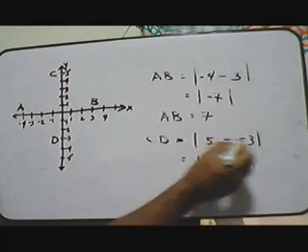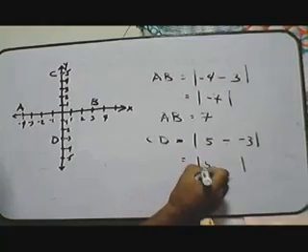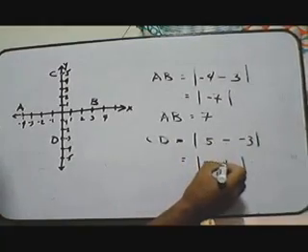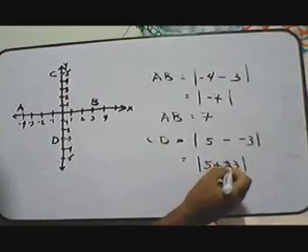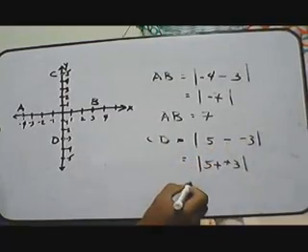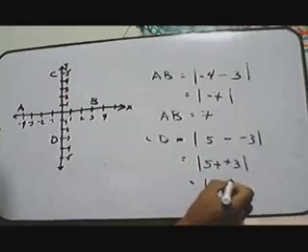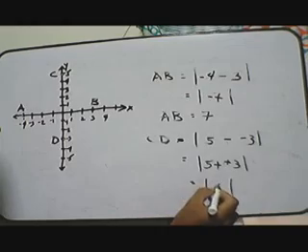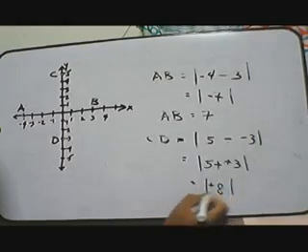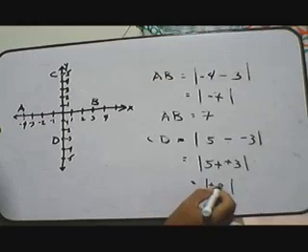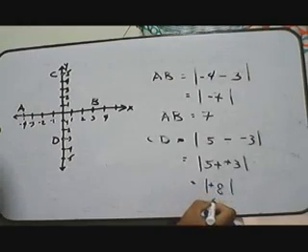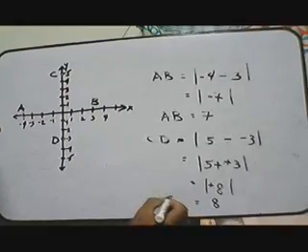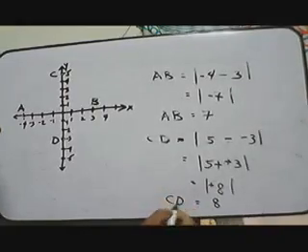So, 5 minus negative 3, that will become 5 plus positive 3, dahil yun ang rule natin sa subtraction. Change the sign. So, that is equal now to absolute value of 5 plus positive 3. Your answer is positive 8. And of course, kukunin lang natin yung number diyan or the positive answer. The answer now is equal to 8. So, therefore, the length of CD is equal to 8.